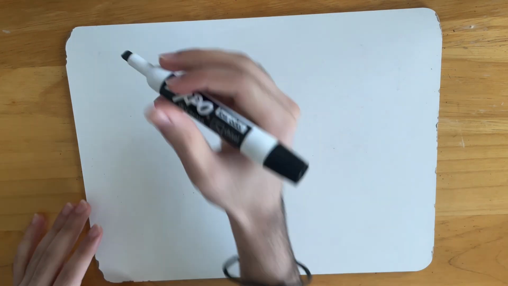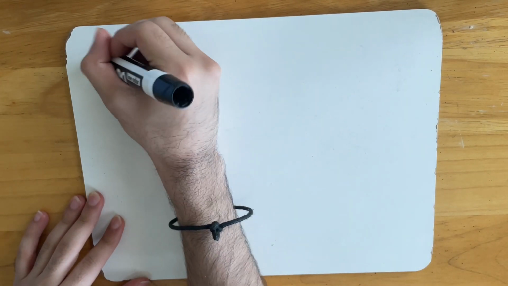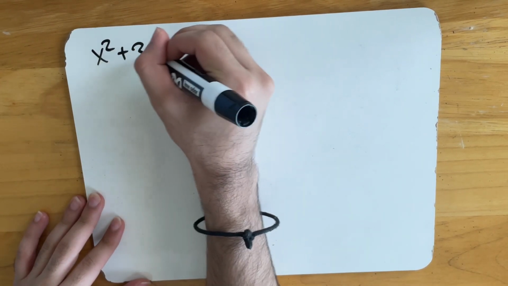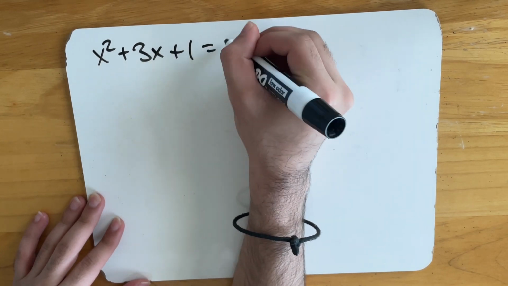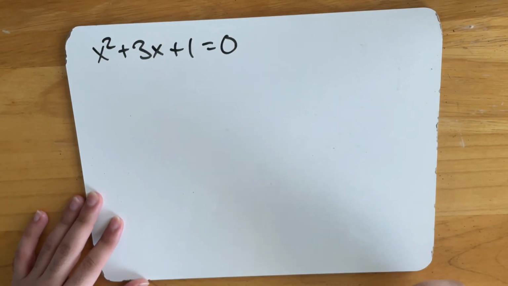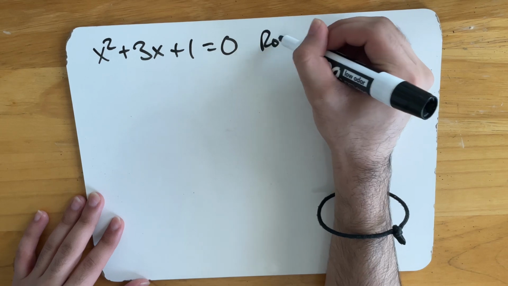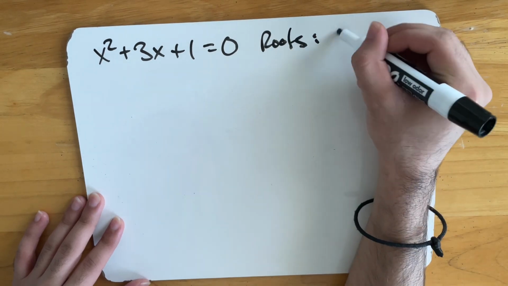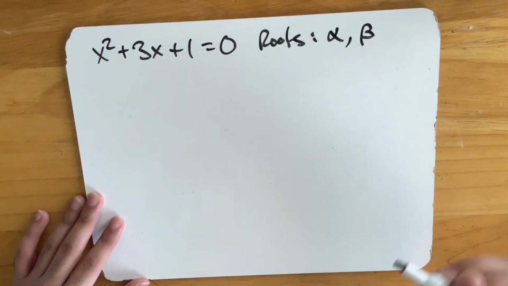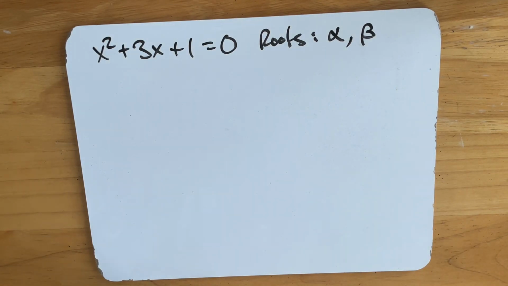Let's say we have a quadratic equation, set equal to 0, all that. So let's say we have the quadratic equation x squared plus 3x plus 1 is equal to 0, and it has roots. I'm going to call them alpha and beta. So suppose alpha and beta are the roots of this equation.